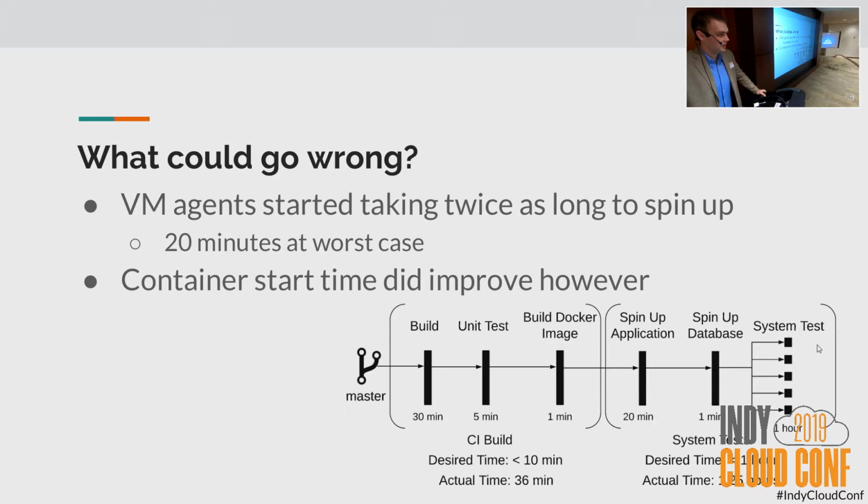Our virtual machines were now taking 20 minutes to spin up instead of 5. We did fix the container start time, or the build time rather. Instead of taking 5 minutes and hanging on all these Docker stages, it went lickety-split. But we kind of made negative progress from where we were before. We were sitting at 30 minutes for our CI build time, and we went up to 36, which is close to where we started.